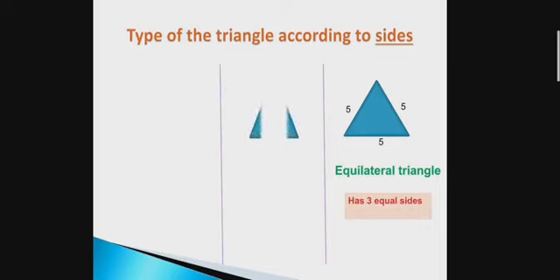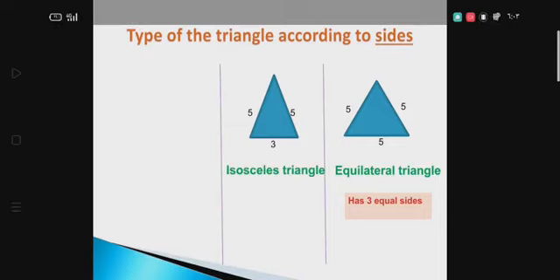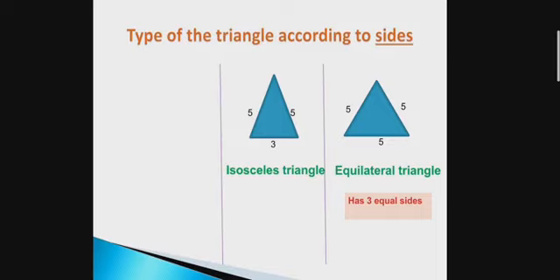The second possibility is a triangle with two equal sides, but the third side is different. This triangle is called an isosceles triangle. Isosceles. Again, repeat after me. Isosceles. It has two equal sides.